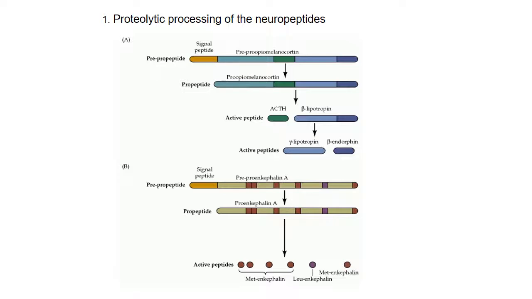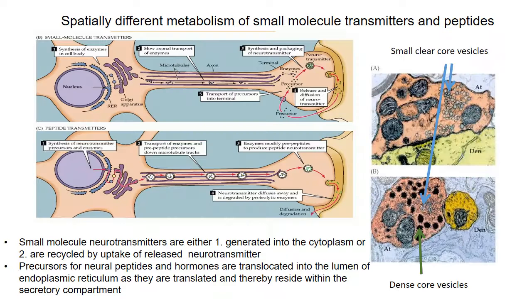Another one is diversity of responses and complexity of responses. The other reasoning why we think this happened is that you actually can amplify. As you can see, for pre-proenkephalin, it actually can mean 6 different copies of met-enkephalin made from one propeptide. So you can increase the amount released. Now, the synthesis of small molecule transmitters and peptides differ in several different ways.